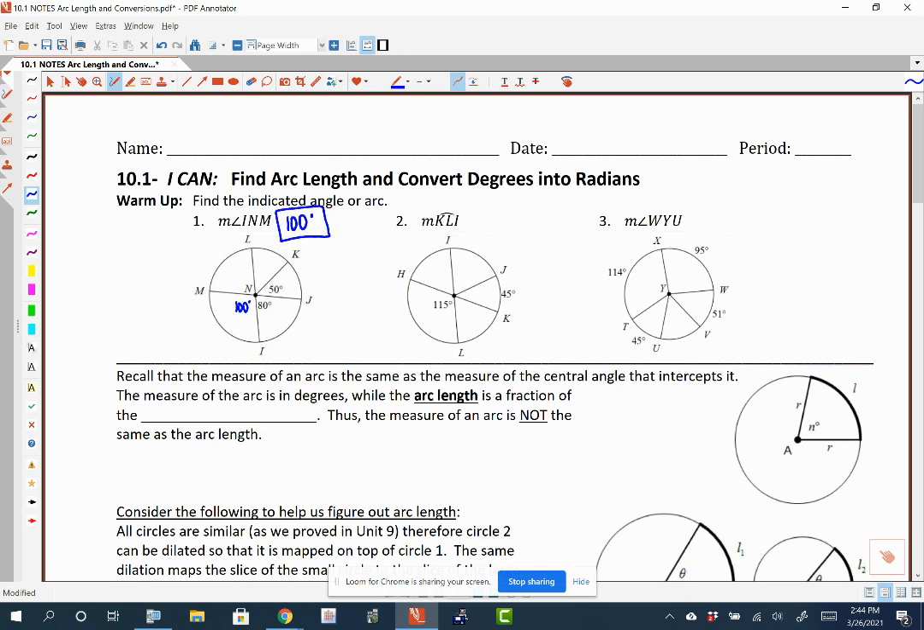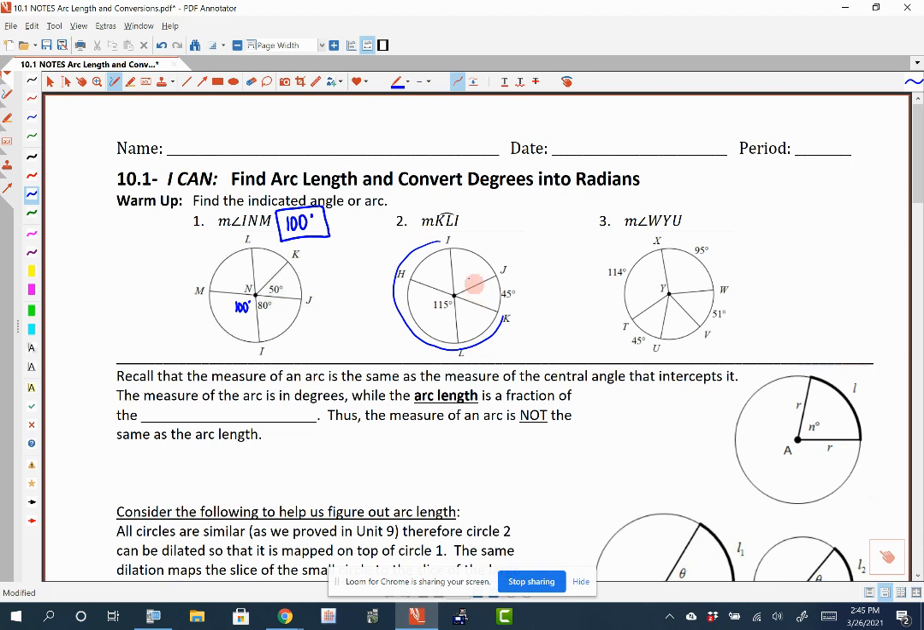Number two, angle or arc, KLI. So we've got to go all the way around here. So we need to look at a couple things. One thing I'm noticing, we've probably got a couple of diameters here going through the center. And anytime I have a diameter, I know I have 180. So I know from H to K is 180. So if I can find H to I, then I'll have my whole arc.